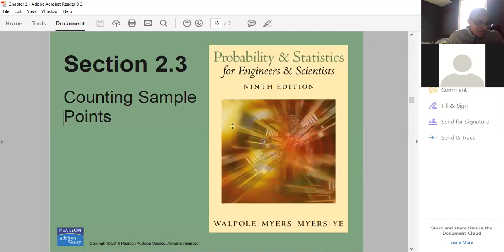And then after, next time, we will start section 2.3, that is counting sample points. So today's work is based on articles 2.1 and 2.2. So let me start with my whiteboard.